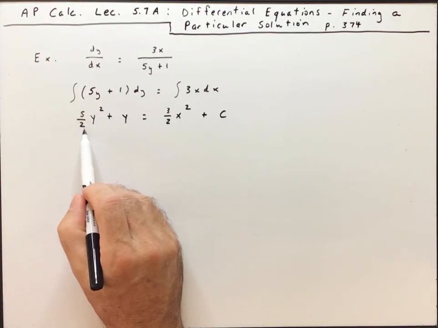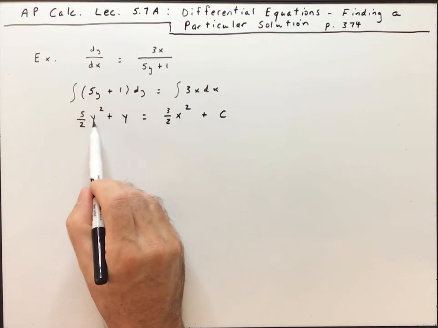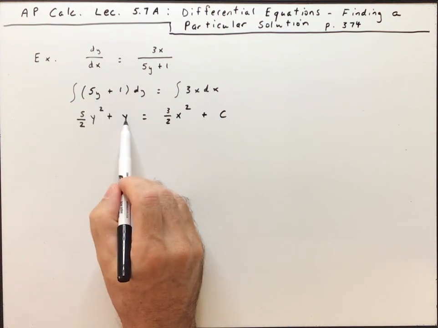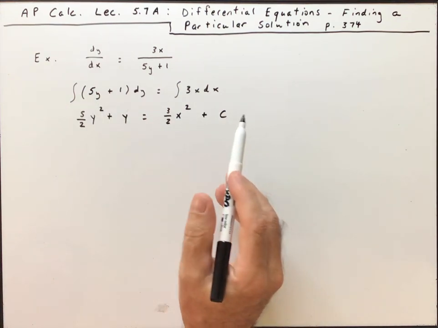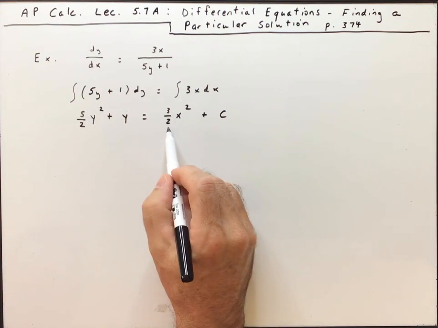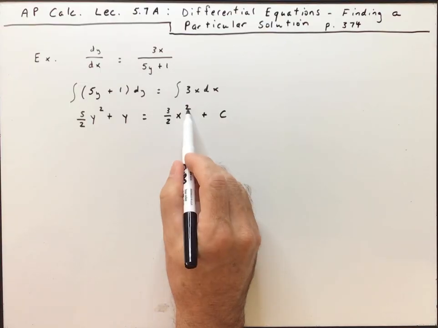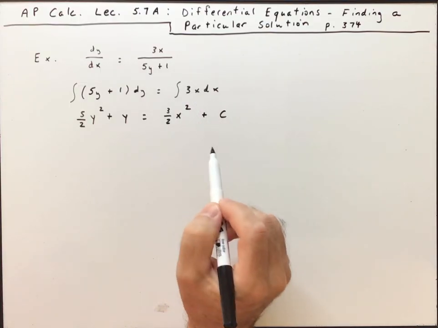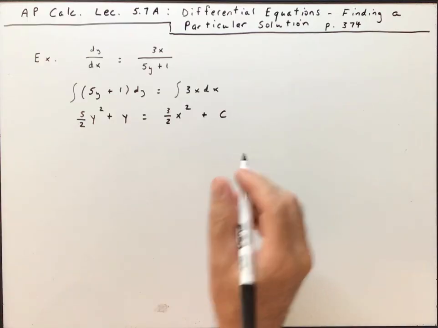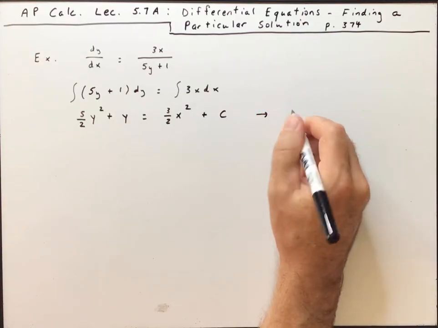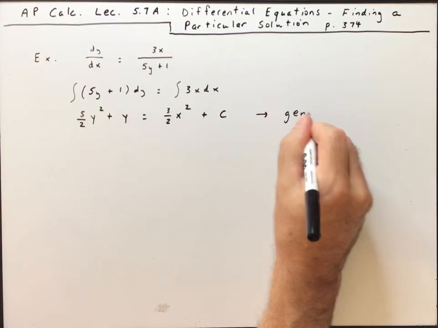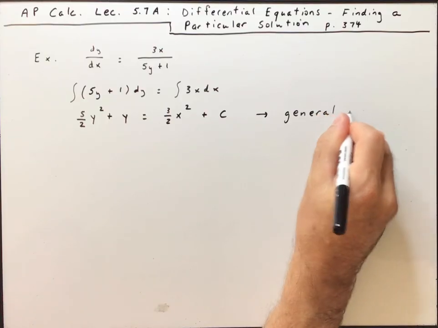Okay, just double checking to make sure I did this right. 2 times 5/2 is 5, then 2 minus 1 is 1, so you get that. Derivative of y would be 1, and then 2 times 3/2 would be 3. Subtract 1 from the exponent, you're back up to 3x. Okay, this is what we called the general solution.